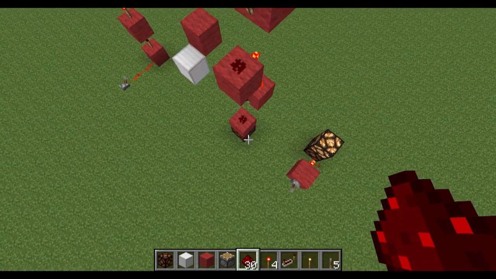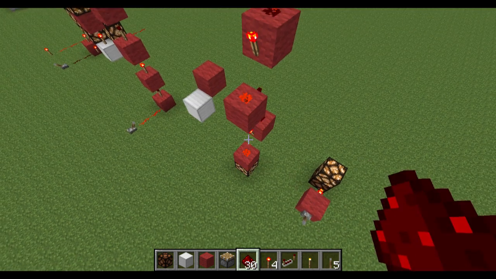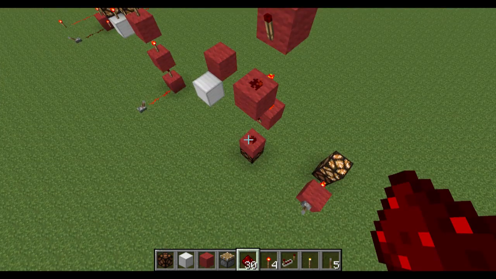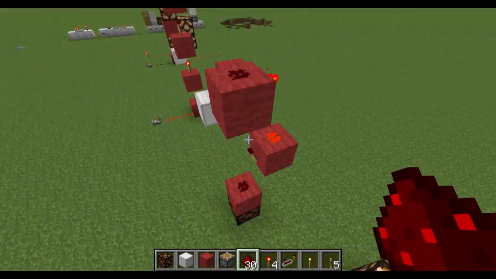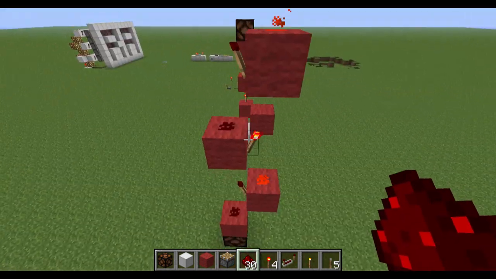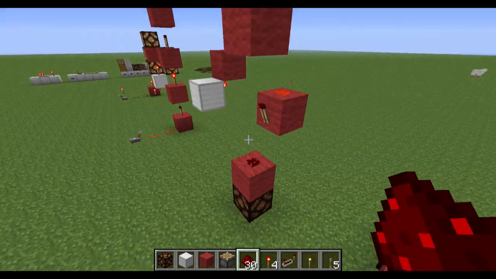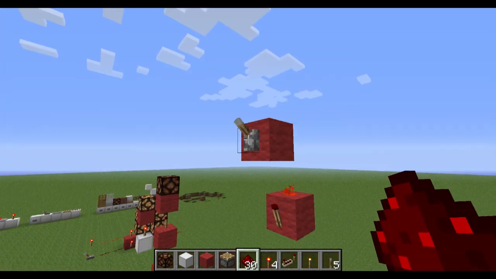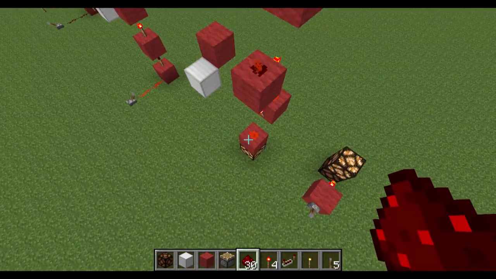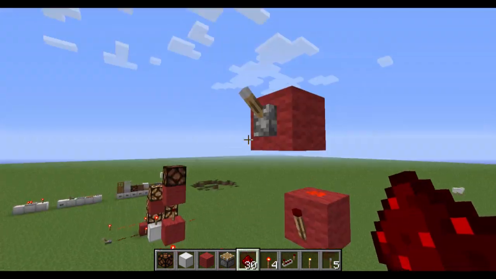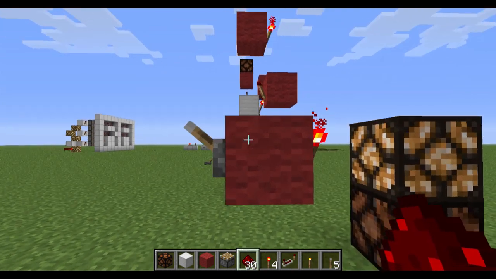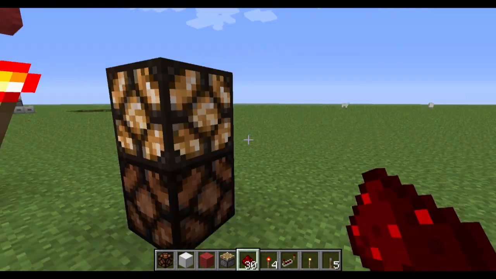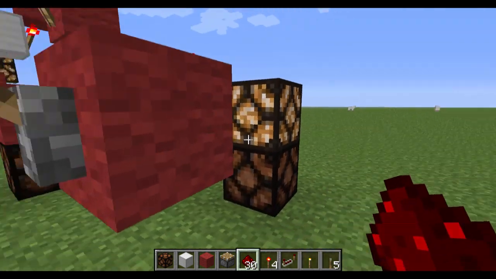But I just want to let you know, you'll notice there's a delay. See how there's a delay? It's not automatic. And that's because for every torch that's on here, you get a one tick delay. So right now we have 1, 2, 3, 4. Four ticks. So just a fraction of a second is taken. Just so you know.